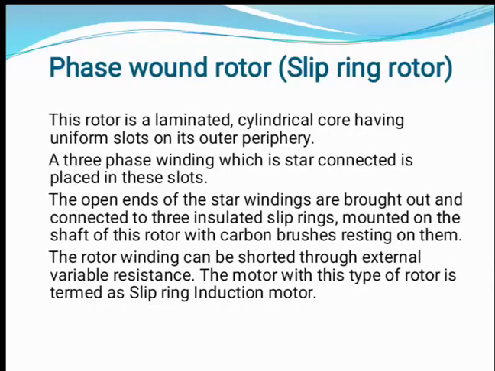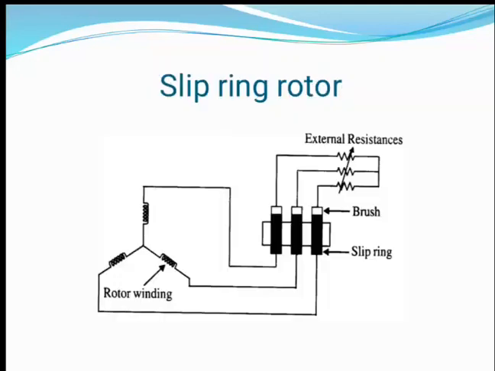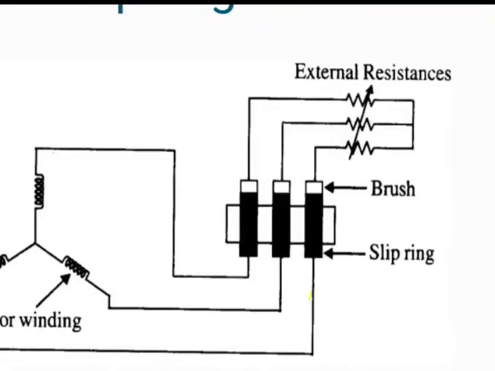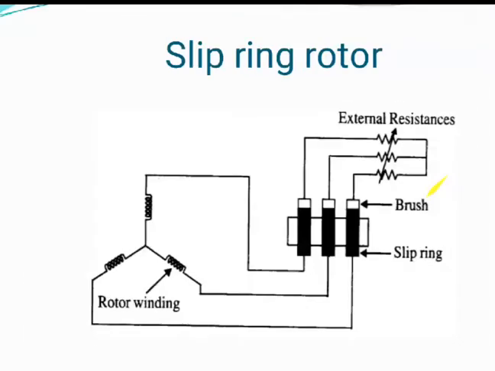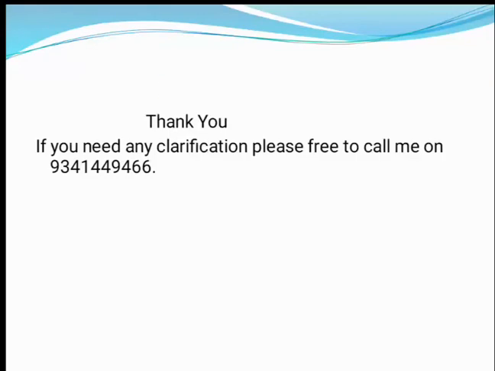The open ends of the rotor windings are brought out and connected to the three insulated slip rings which are mounted on the shaft of the rotor with carbon brushes as shown here. The rotor winding can be shorted through the external variable resistance as shown in the figure. The motor with this type of rotor is termed the slip ring induction motor. These are the slip rings which are situated in this particular part.